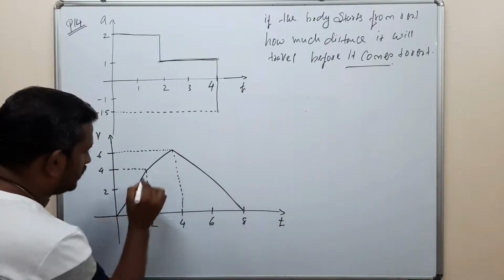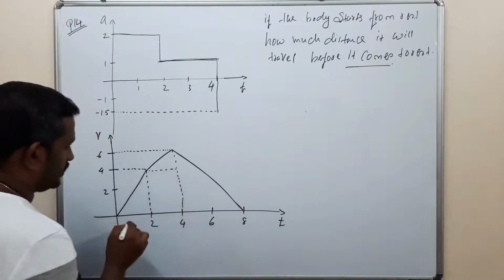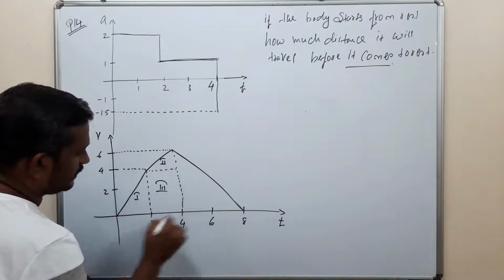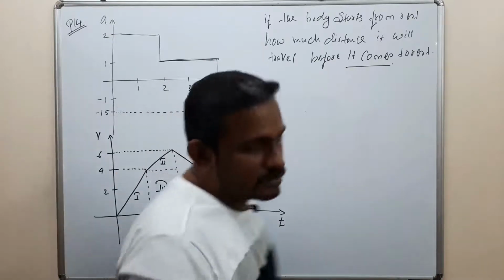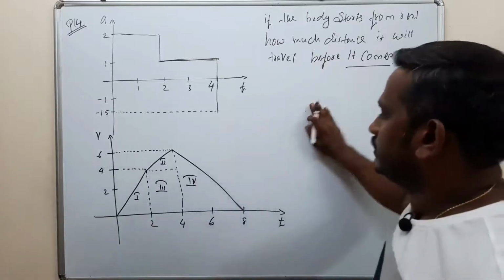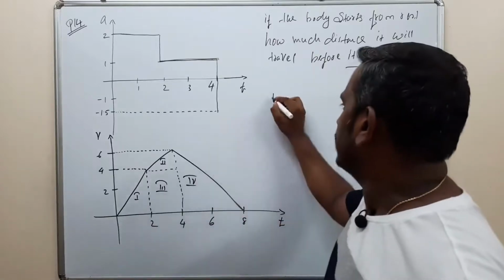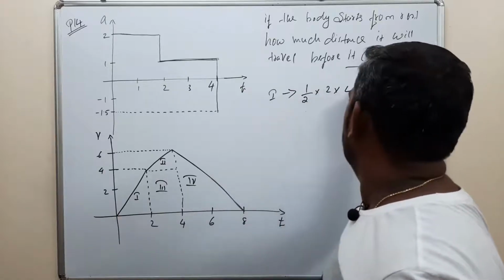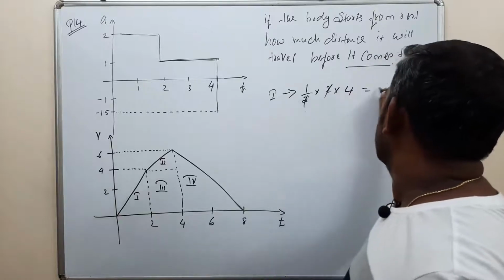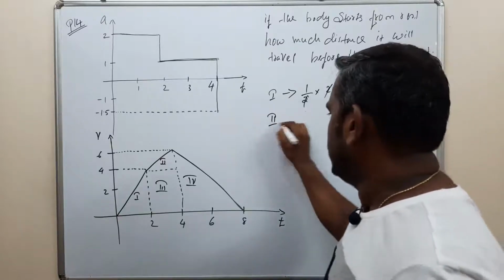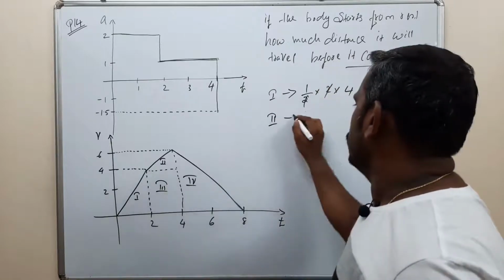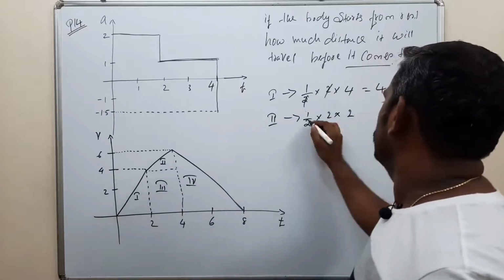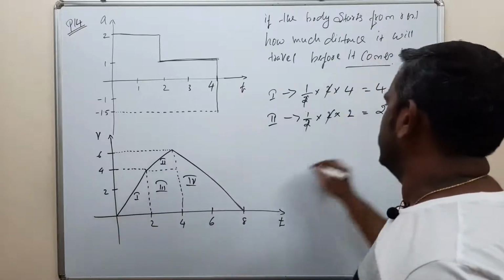So the entire area: first triangle, second triangle, third rectangle, again a triangle. So this much area gives the distance traveled by the body. First triangle: what is the area? Half into 2 into 4, 2 gets cancelled, so that's equal to 4 meter. Then the second triangle: half into 2 into 2, that's equal to 2 meter.